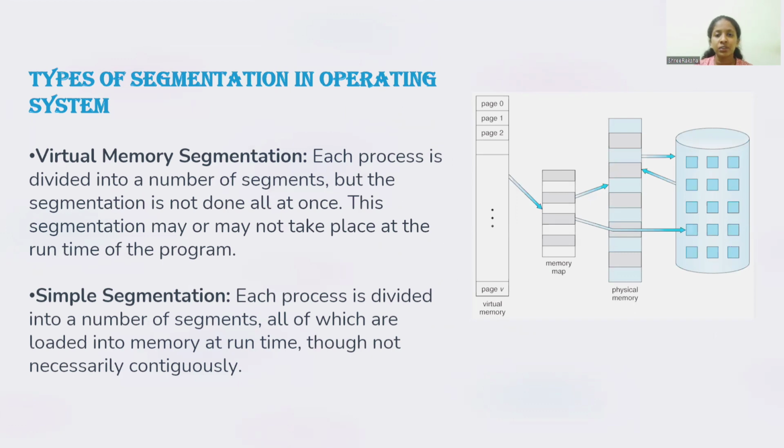Types of segmentation in operating system. The first is virtual memory segmentation. Each process is divided into a number of segments, but the segmentation is not done at once. This segmentation may or may not take place at the runtime of the program. The second type is simple segmentation. Each process is divided into a number of segments, all of which are loaded into the memory at runtime, though they are not contiguous.